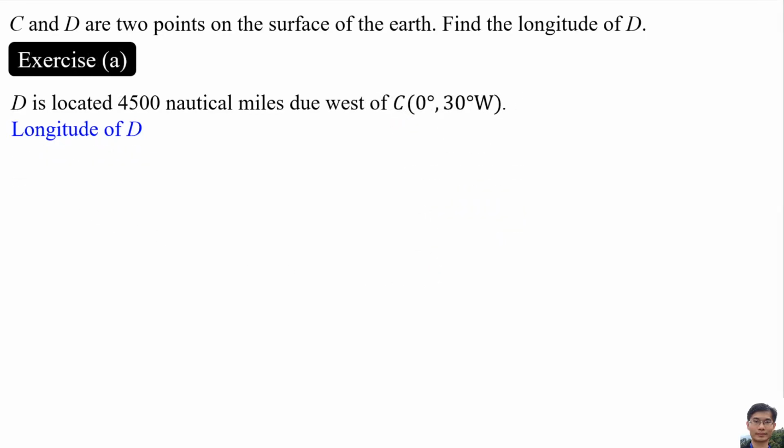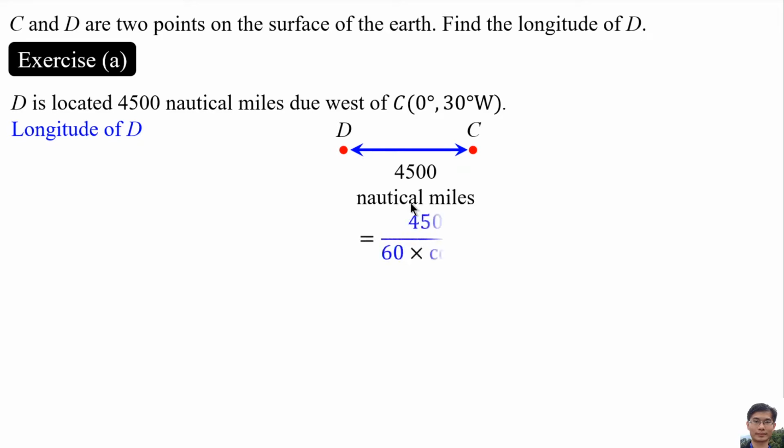Exercise A. So the west of C is D. So let's say this is point C. The west of C is point D. The distance between C and D is 4500 nautical miles. Then we change it into angle. 4500 divided by 60 times cos the latitude 0 degree, and we get 75 degrees.